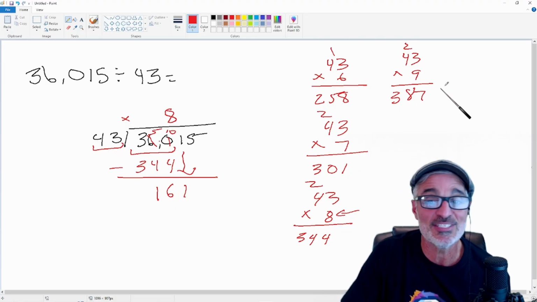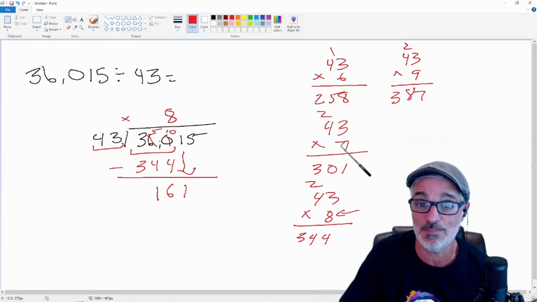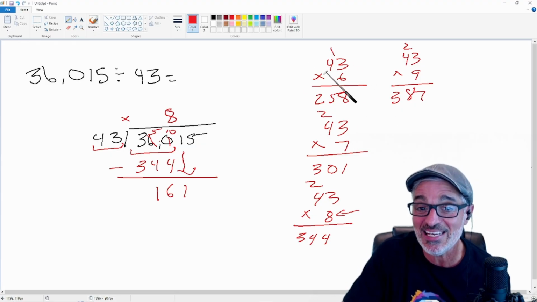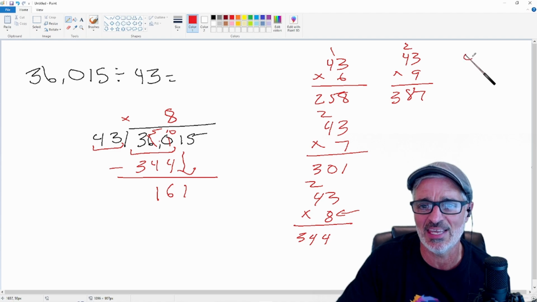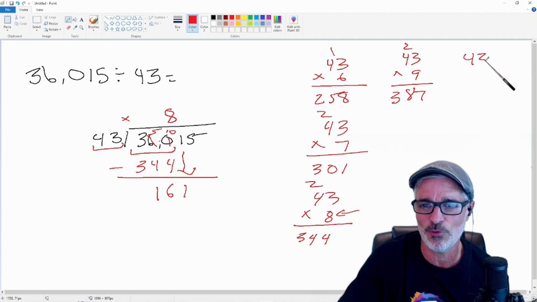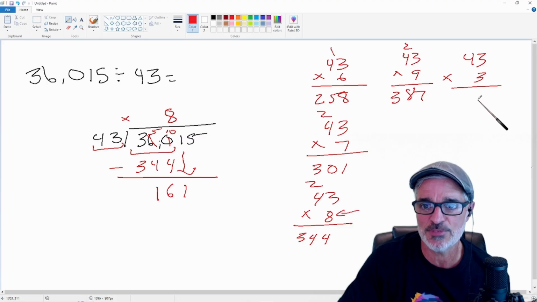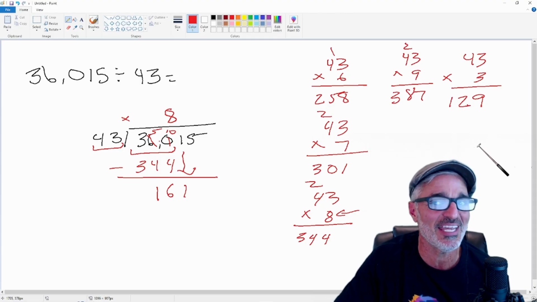Well, I know it's not going to be 9 because that's this. I know it's not going to be 8. I know it's not going to be 7. I know it's not going to be 6 because I'm over 200. And now with this, I can even make another educated guess and say, you know what? I think because 43 times 6 is already 258, I think that 43 times, let's say 3, is going to get into 161 or close. 3 times 3 is 9 and 3 times 4 is 12, 129. So we're almost there. Do we think we can get one more?